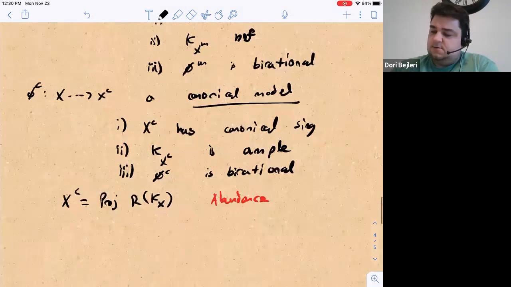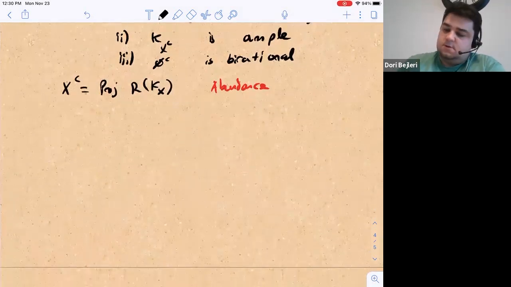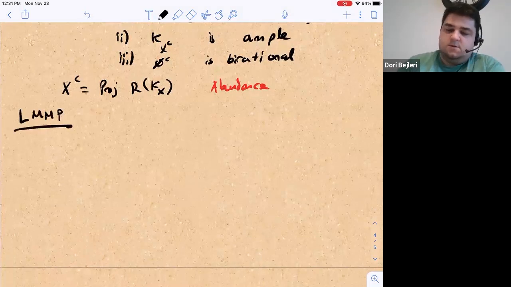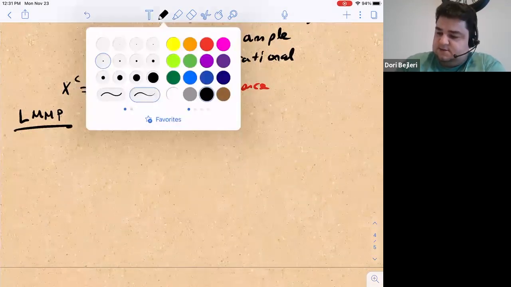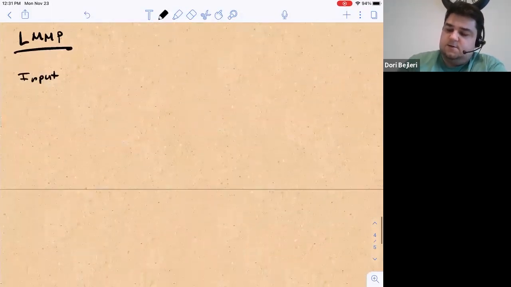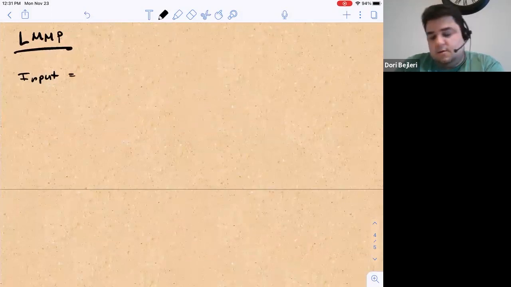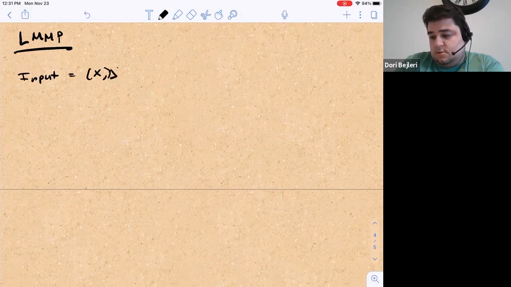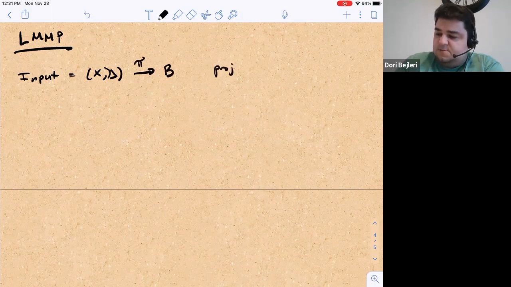So the LMMP. Usually people write it as an algorithm, so let me try to write it that way. So our input is a projective morphism.